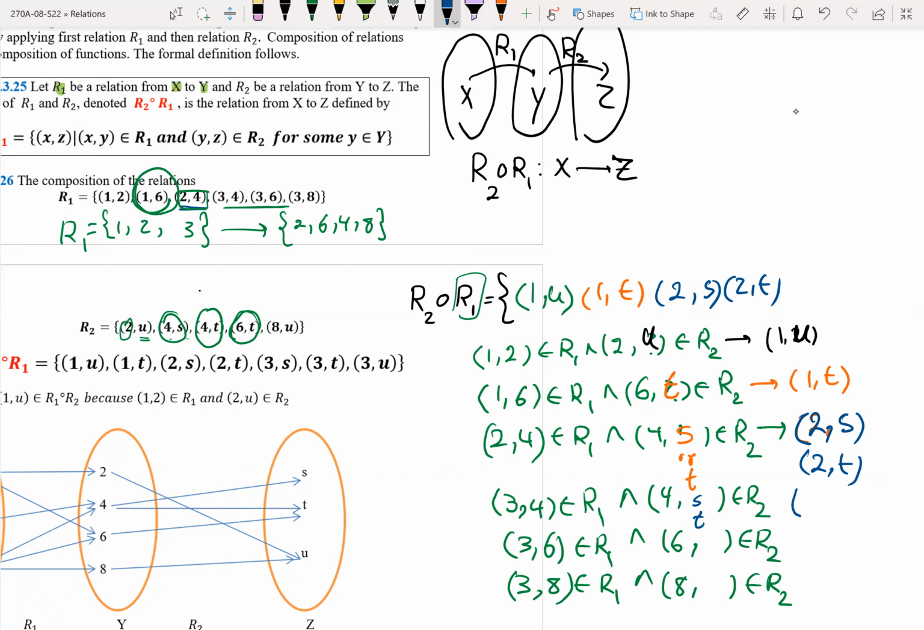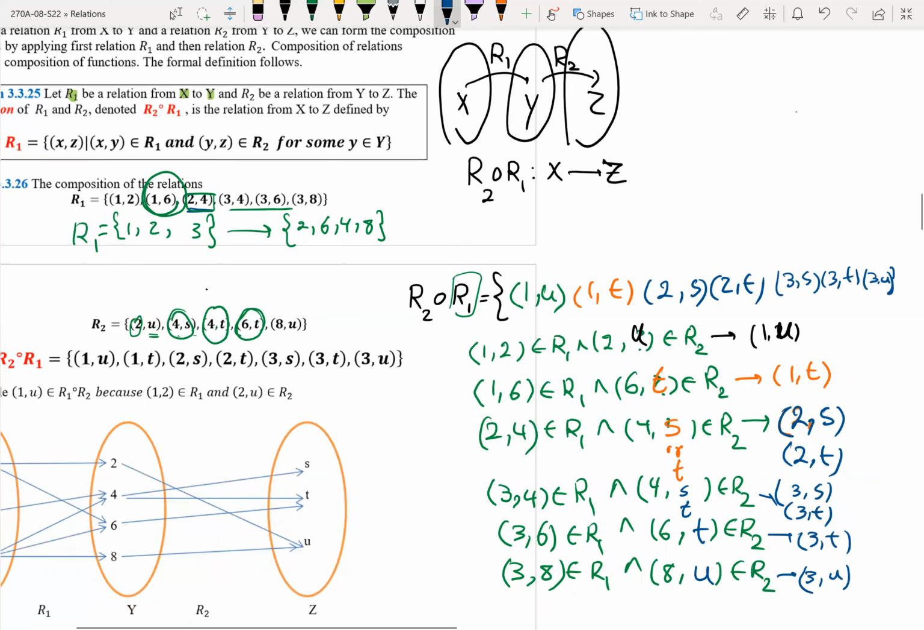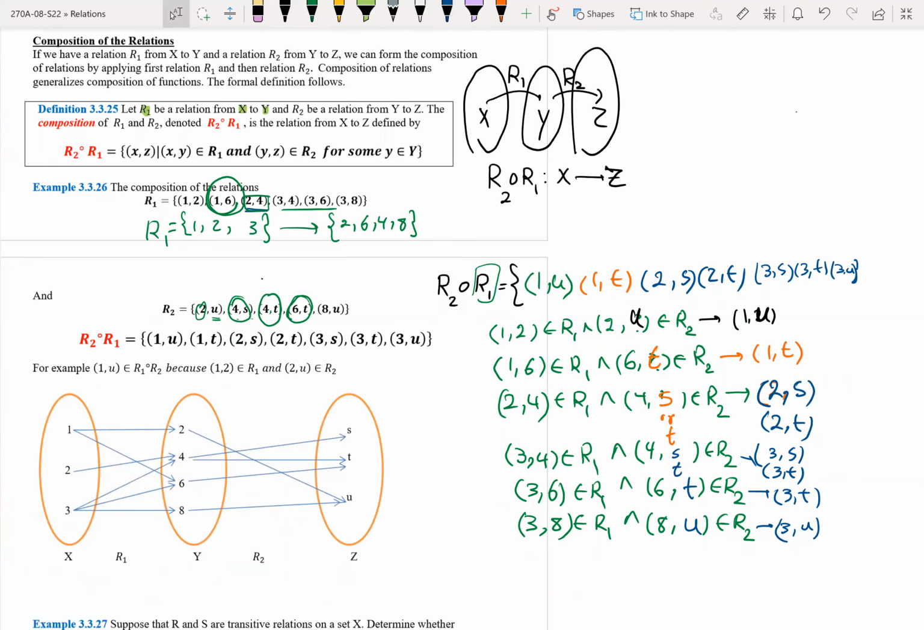So that gives you either 3S or 3T. And then 6 transfers to the T only, 8 transfers to the U only. So that means you're having 3 ending with the T, which is repeated, 3 ending with the U, which is not repeated. 3S, 3T, and 3U. Okay? Is it fine? Does it make sense? Question?